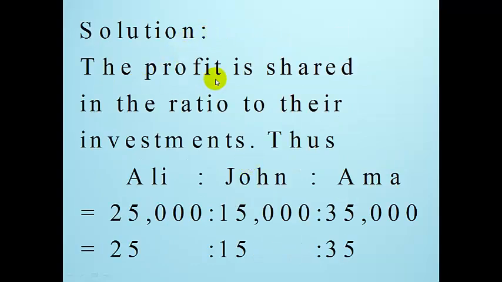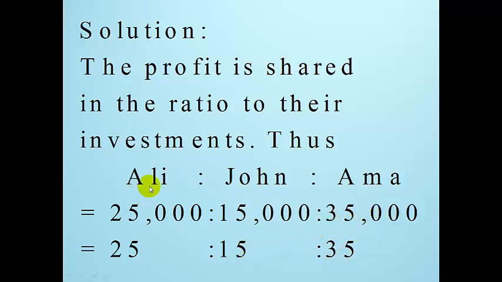Solution. The profit is to be shared in the ratio of their investment. Thus, Ali is to John is to Amma. Ali's investment is 25,000, John's investment is 15,000, and Amma's investment is 35,000. Now we can divide their investment by 1,000 in order to reduce it. Dividing 25,000 by 1,000 gives 25, 15,000 by 1,000 gives 15, and 35,000 by 1,000 gives 35.